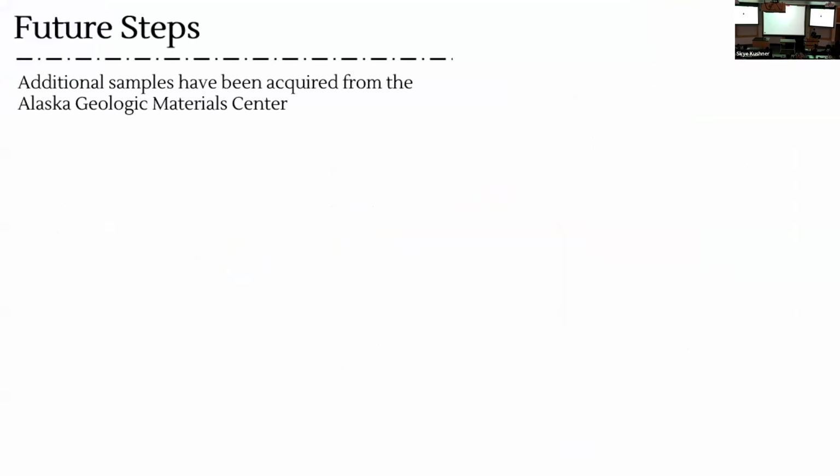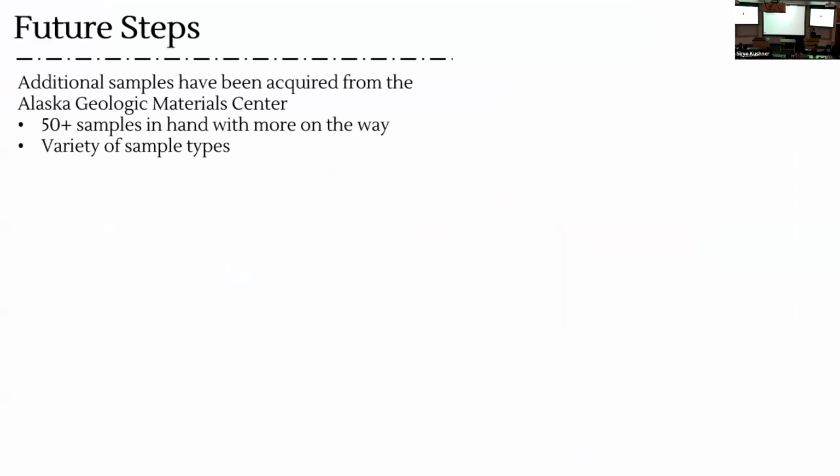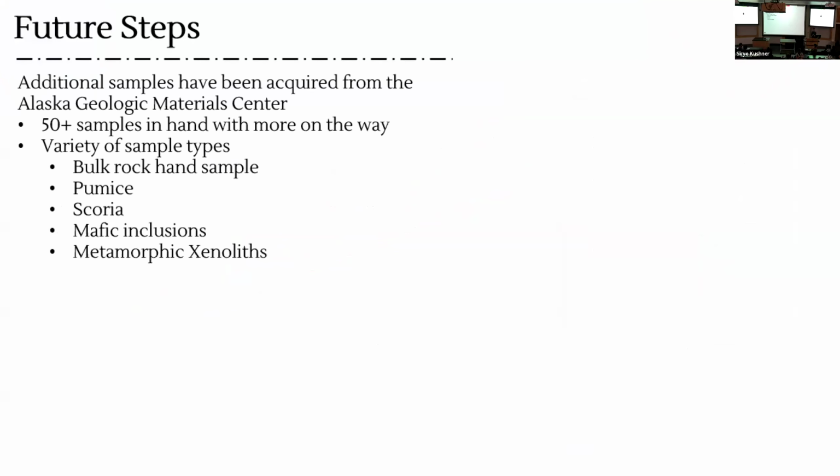And so I've got some future steps. I came up about a month ago, early April, to grab some samples from the Alaska Geological Material Center. It's quite lovely; you're going to enjoy your tour. I've got about 50 samples in hand with more on the way and a variety of sample types: bulk rock hand samples, pumice, scoria, mafic inclusions, and also metamorphic xenoliths, which I believe are from Spurr. Those are going to be cool to look at. I just have not had the chance yet.